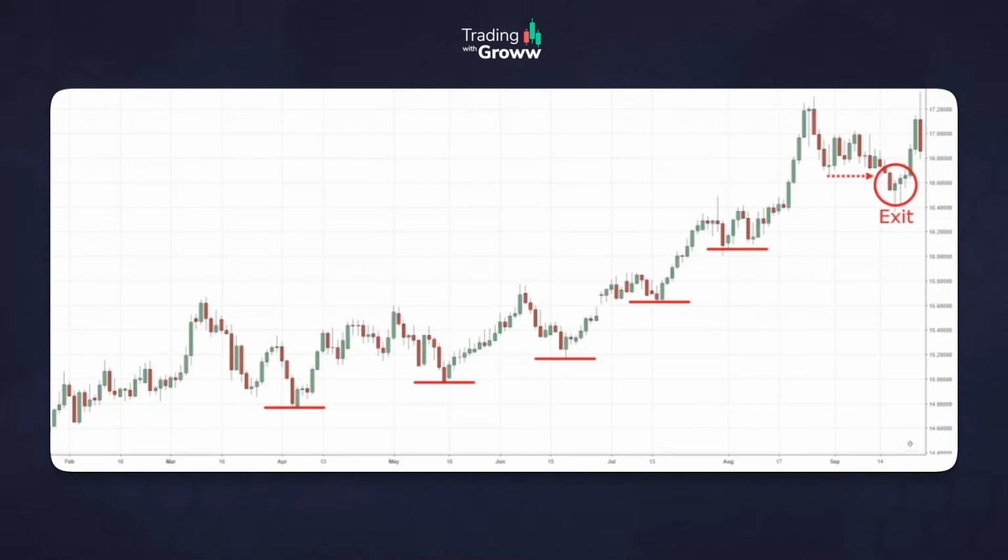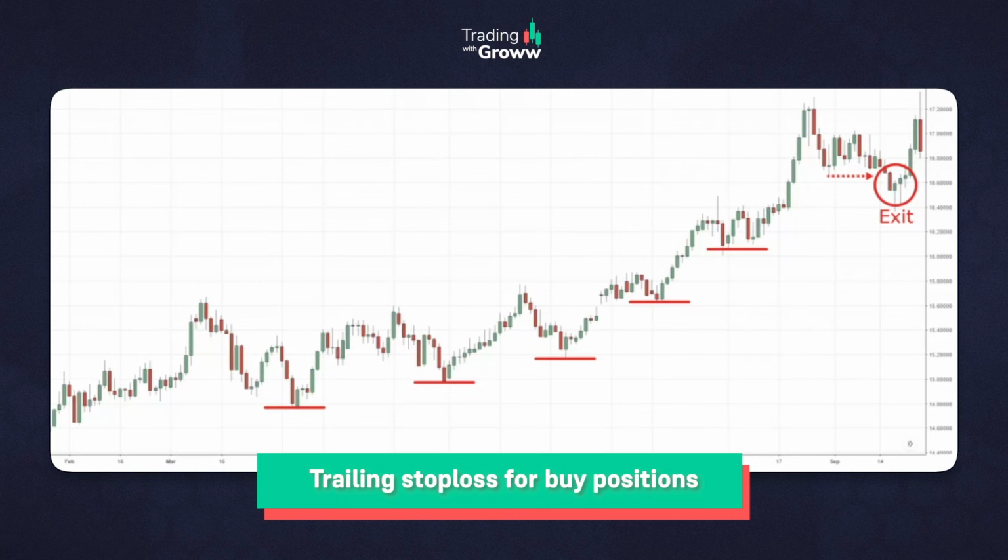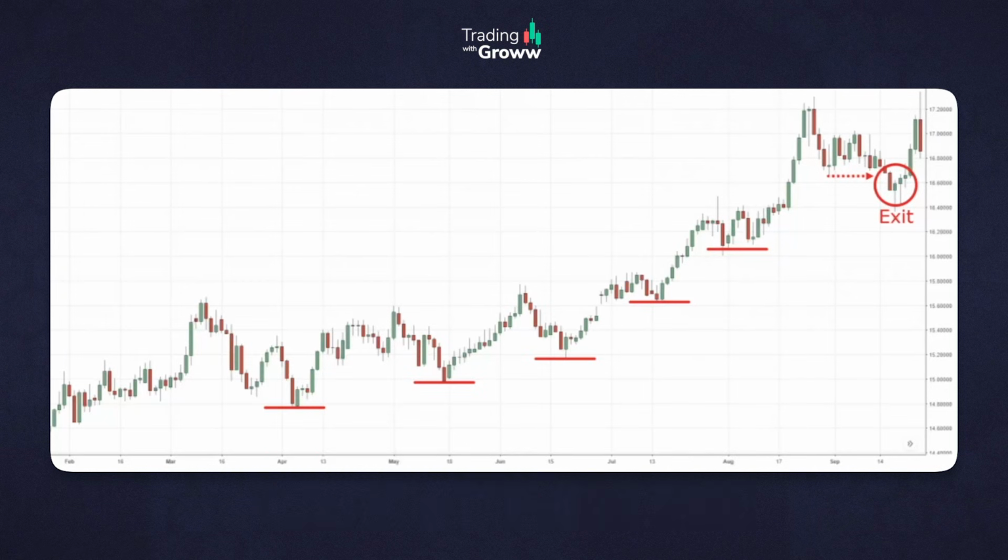So first we'll see how to use trailing stop loss for your buy positions. The moment you enter a buy position, you go long, and after you went long, the market keeps moving in your direction. And as long as the market keeps moving in your direction, you need to keep locking your stop losses. You need to keep trailing your stop losses.